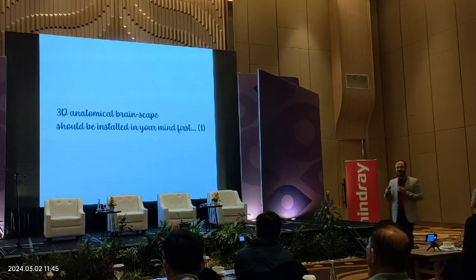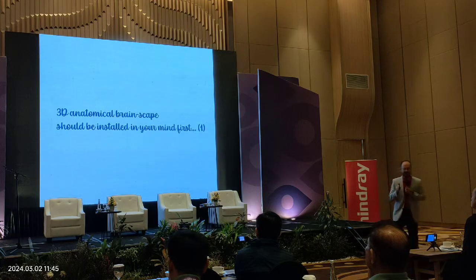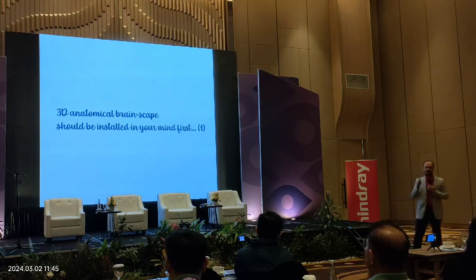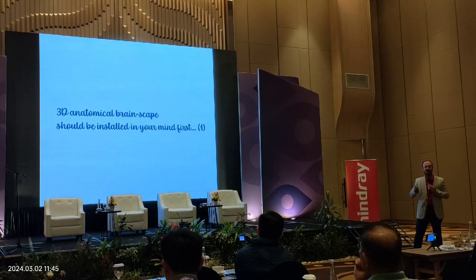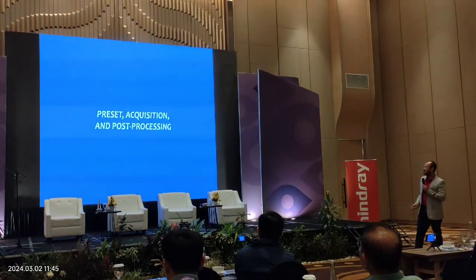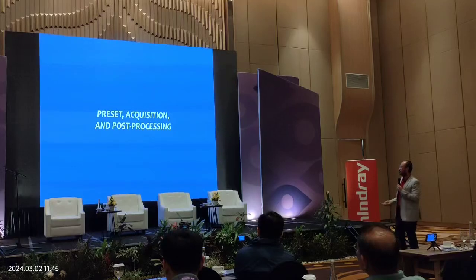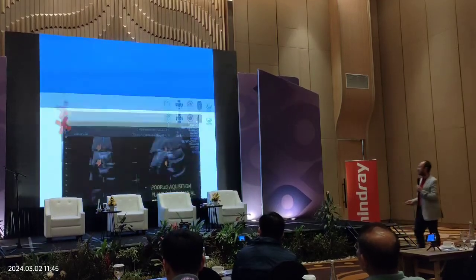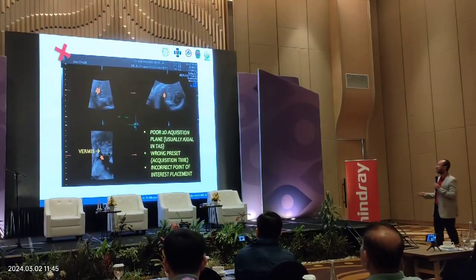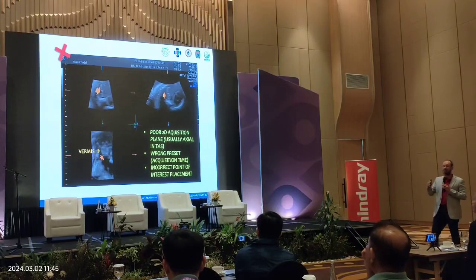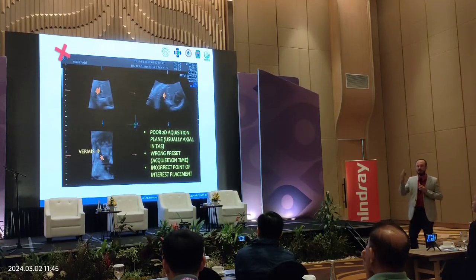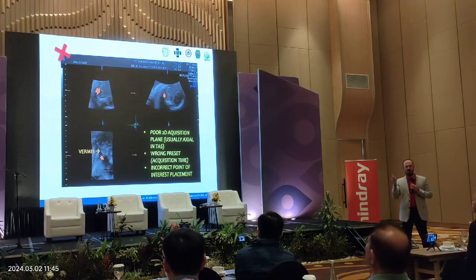So for the first tip, you must be really keen on noticing the anatomical shape of the brain in the axial plane, the sagittal plane, and the coronal plane. And then the next tip is about the preset acquisition and post-processing. Poor 2D acquisitions: if you want to do 3D neurosonography, you should know the two-dimensional appearance very clearly.